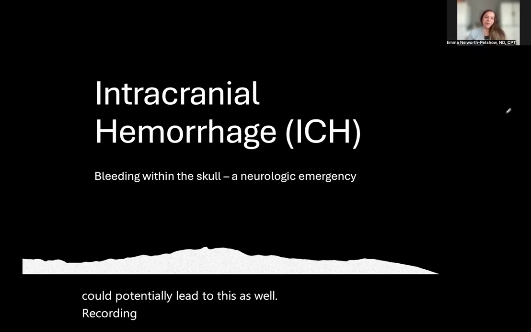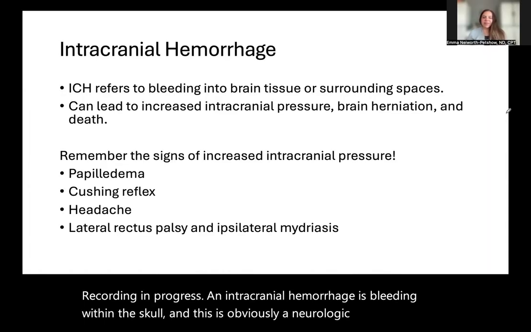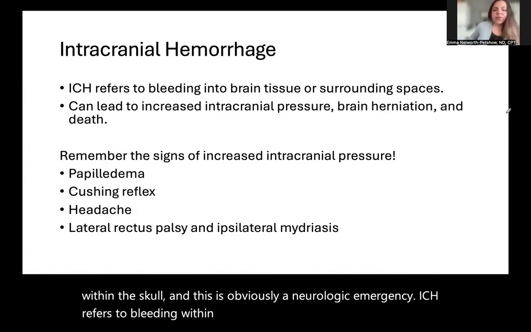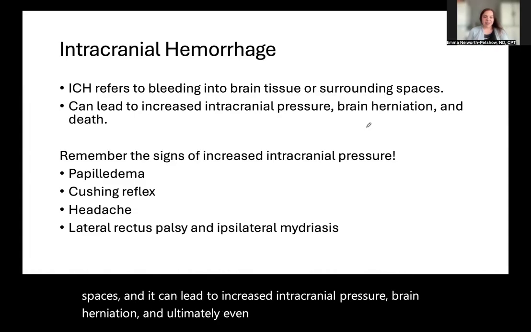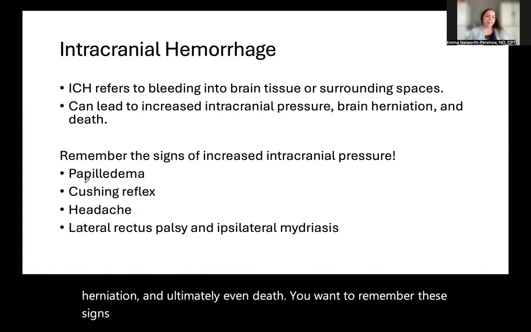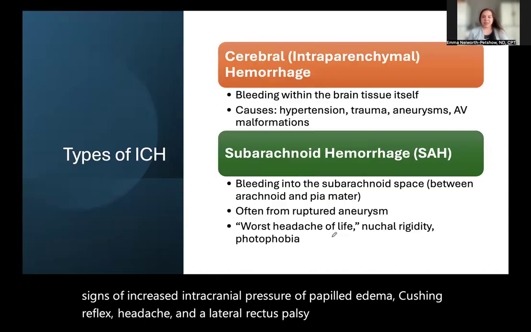An intracranial hemorrhage is bleeding within the skull, and this is obviously a neurologic emergency. ICH refers to bleeding into the brain tissue or surrounding spaces, and it can lead to increased intracranial pressure, brain herniation, and ultimately even death. You want to remember these signs of increased intracranial pressure: papilledema, Cushing reflex, headache, and a lateral rectus palsy with ipsilateral mydriasis. There are types.